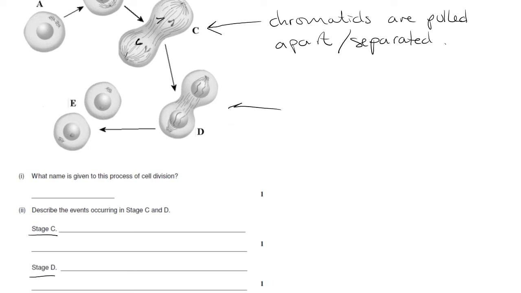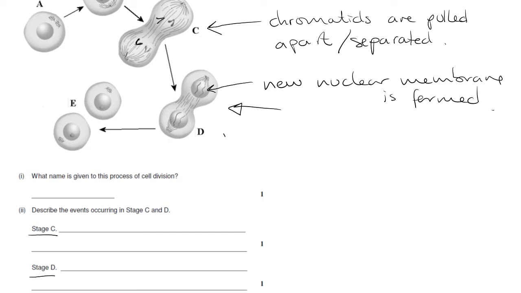Look at stage D. What's happening in stage D? Well, look at this. Look at what's happened. New nuclear membrane is formed. So I will get a mark for that. But also, look at what's happening at this bit. Cytoplasm divides. Either one of those I will get a mark for.